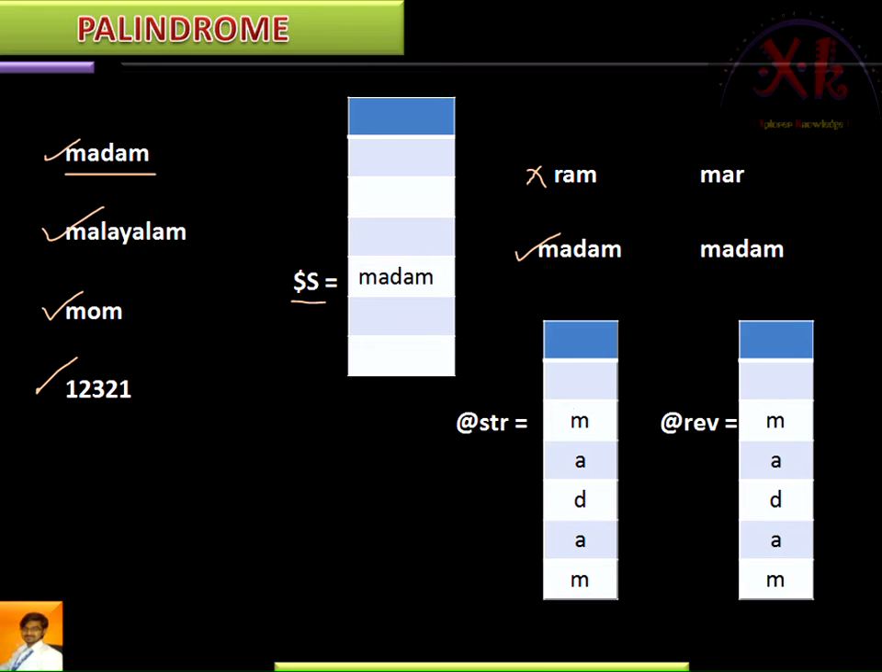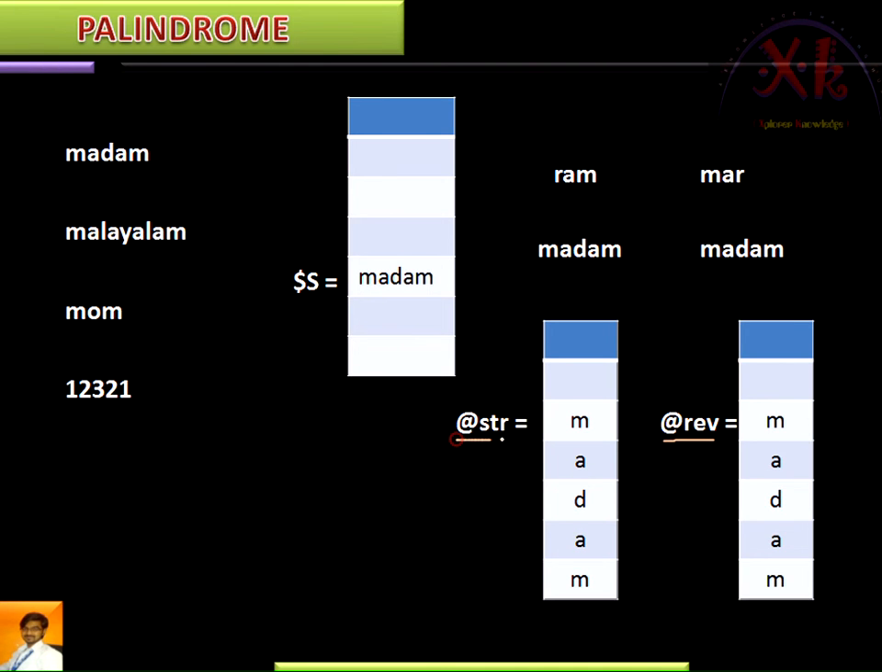So the list of characters, I am going to store into an array. So this is my array. This entire word madam is going to be split into a set of characters M, A, D, A, M, and each character I am going to store in different locations. In the same manner, this entire array of values, I'm going to reverse, and again store it into another set of locations, which is the reverse.